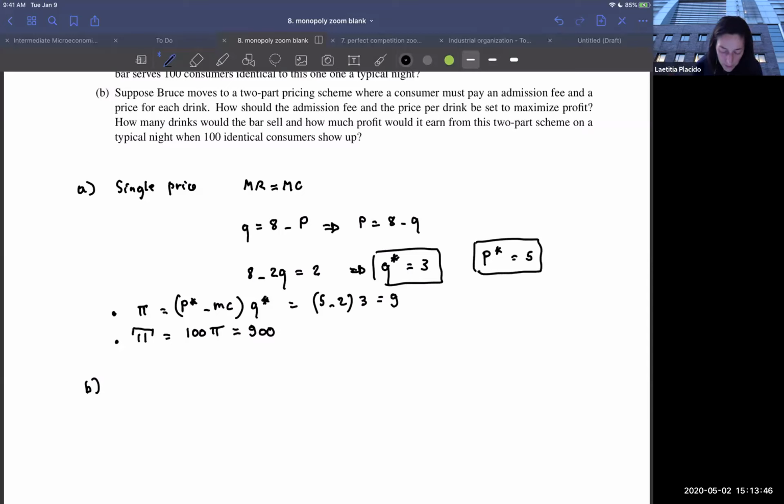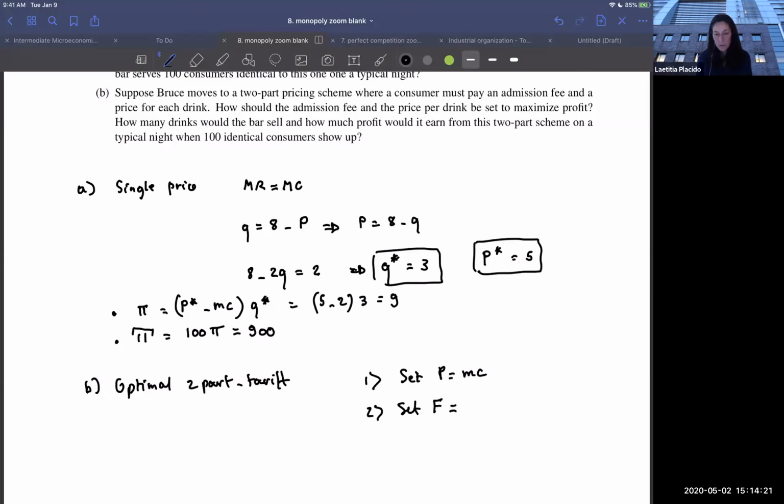So here's the question: how would you set the admission fee and the price per drink to maximize profit? What is the optimal two-part tariff here? Remember, the solution is to set price equal to marginal cost to guarantee that people are going to consume as much as they can, and then set an admission fee which is equal to the consumer surplus.